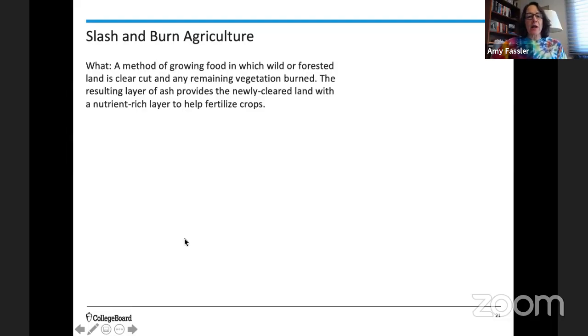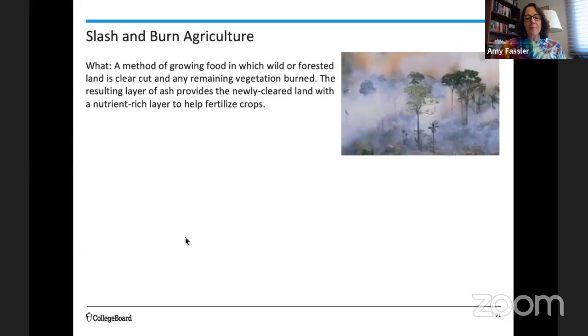So if we were going to describe what slash and burn agriculture is, it's a method of growing food in which we clear often forested land and we burn that vegetation. We slash it, we cut it, and we burn it. Why do we burn it? Well, all the nutrients are stored in the trees. So that ash contains all the nutrients, and I have this rich layer of nutrients on the top of my soil so that I can grow a crop.